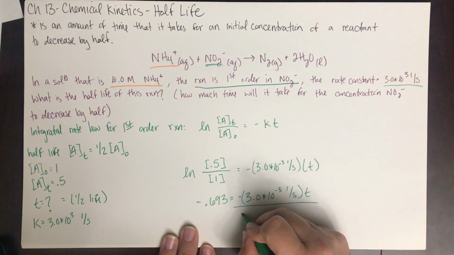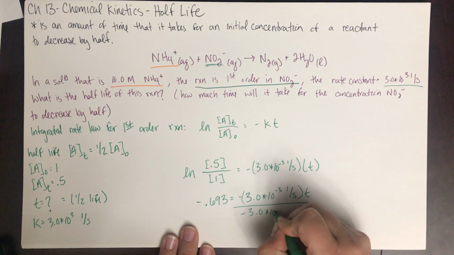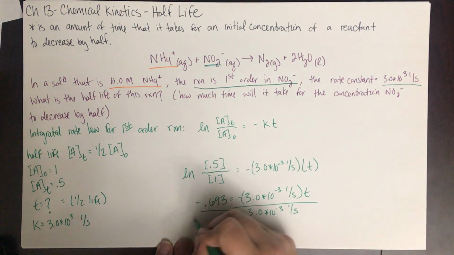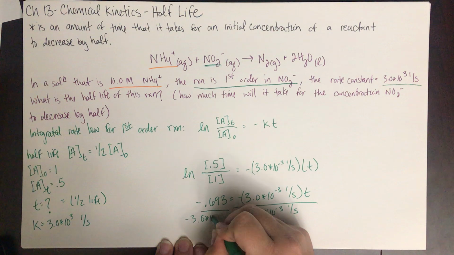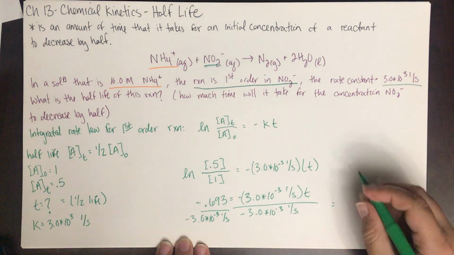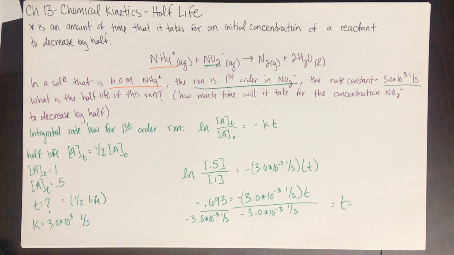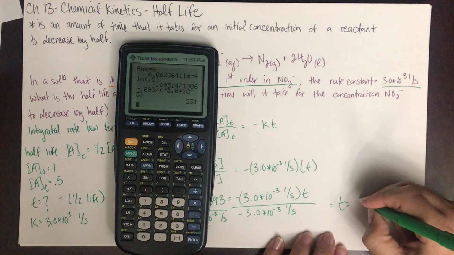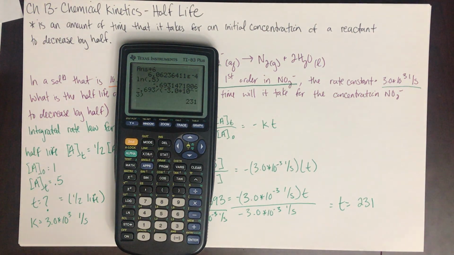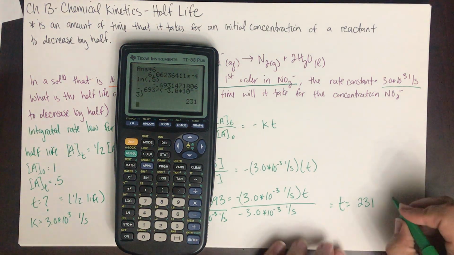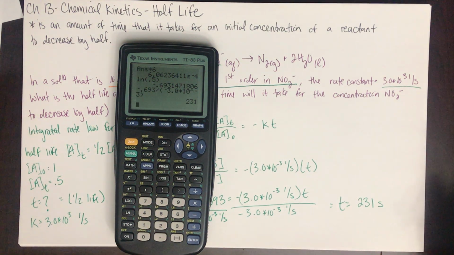I'm going to divide both sides by negative 3.0 times 10 to the negative third, 1 over seconds. The answer is going to be t equals, this will be on the top now, negative 0.693 divided by negative 3.0 times 10 to the negative third. You get something like 231 what? Seconds.